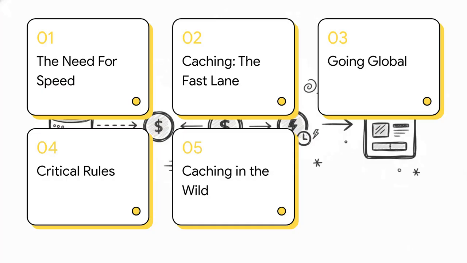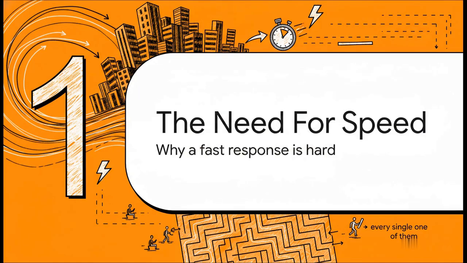So, here's our roadmap. First, we're going to talk about why speed is such a tough nut to crack. Then, we'll introduce the hero of our story, the cache. We'll see how to take that idea and scale it across the globe, then dig into the critical rules that make or break a caching system. And finally, we'll look at how this all comes together in the apps you use every day. All right, let's kick things off with section 1, the need for speed.